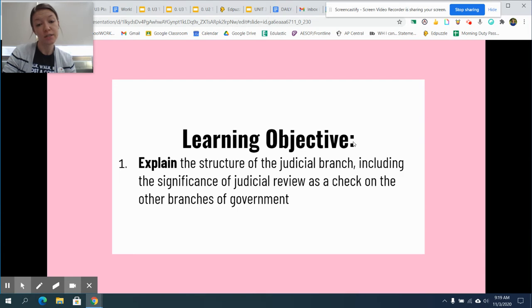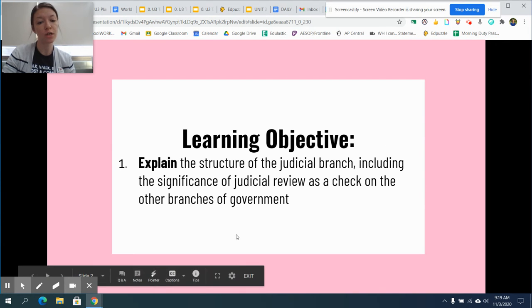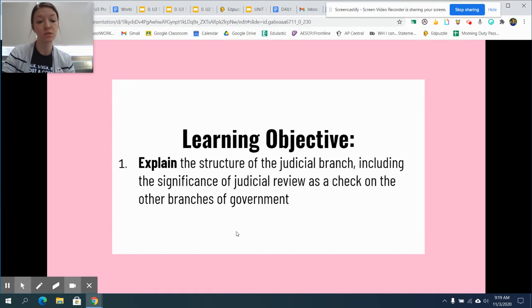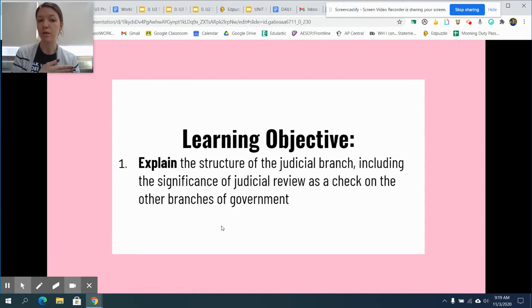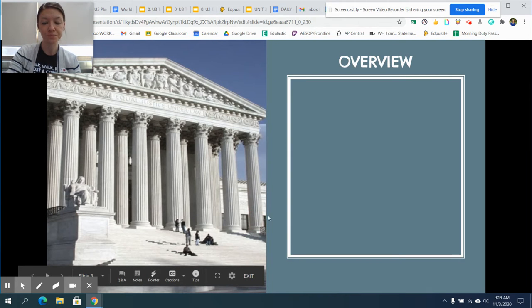Now, our learning objective for this branch is to explain the structure of the judicial branch, including the significance of judicial review as a check on the other branches of government, right? This whole unit has been about separation of powers, checks and balances. What does each branch do? How do they check the other branches of government?